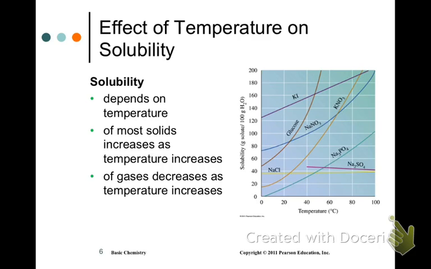For solid materials, solubility increases with temperature. For gases, however, it's the opposite. For a gas, it actually decreases as temperature increases.